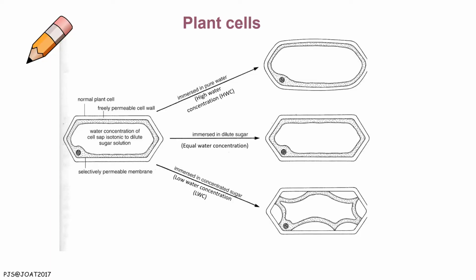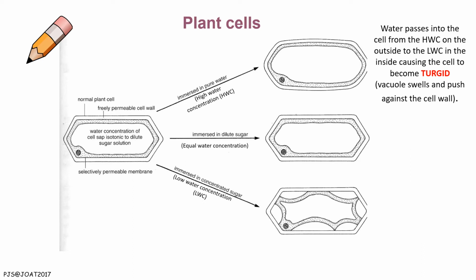So you should have this summary note if you printed out the consumables. You would then want to try and fill in the blanks yourself and pause the video. So if you immersed a plant cell in pure water, what should happen is water passes into the cell from the high water concentration on the outside to the low water concentration on the inside of the cell, causing the cell to be turgid. And what turgid means is that the vacuole swells and pushes against the cell wall.